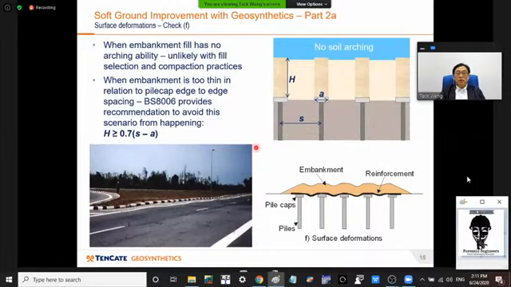What is possible is that the embankment is too thin in relation to the pile cap edge spacing, and BS 8006 provides a recommendation to avoid this. It is a ratio of h divided by 0.7 times the pile spacing minus the pile cap distance, that needs to be greater than 0.7.